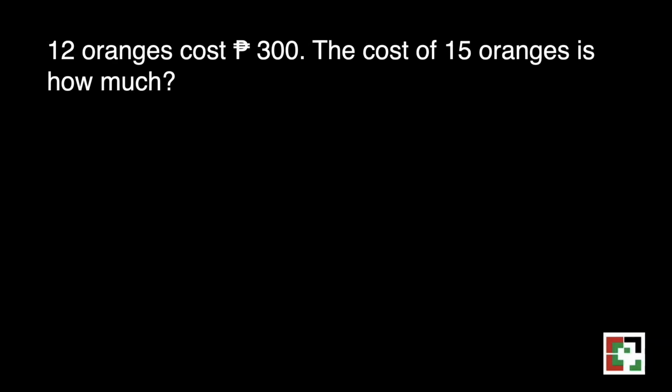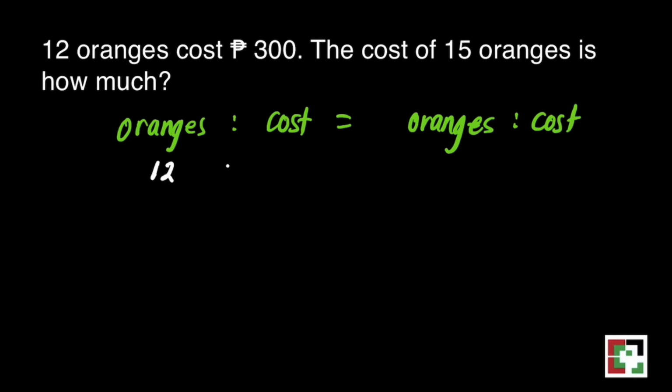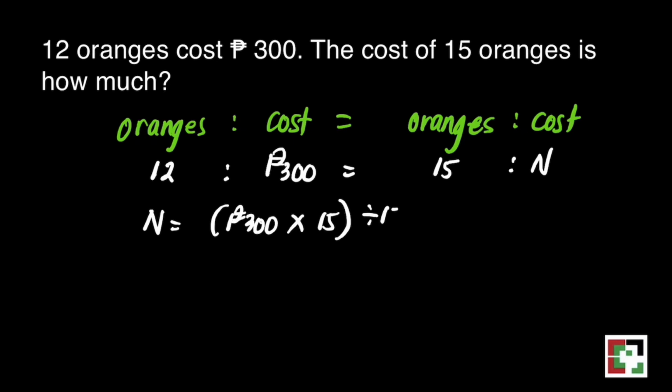Another question. 12 oranges cost 300 pesos. The cost of 15 oranges is how much? So again, we can apply what we have done in the previous questions. That will be oranges is to cost is equal to oranges is to cost. That will give us 12 is to 300 pesos equals 15 is to n. N is equal to 300 times 15 divided by 12. 300 times 15 is 4,500 divided by 12. That will give us 375 pesos.